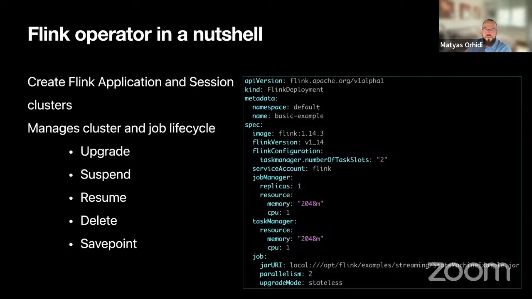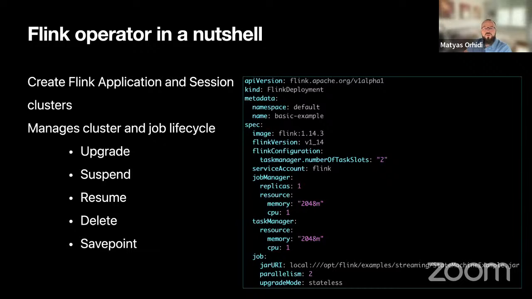Let me start by going through the basics of the operator first, and let's see how it manages Flink applications on a Kubernetes cluster. What is the Flink operator? Well, in a nutshell, it's an extension to the Kubernetes API to configure and manage complex Flink deployments on behalf of a human operator. The operator can upgrade, suspend, resume, and delete Flink applications and perform save points automatically.